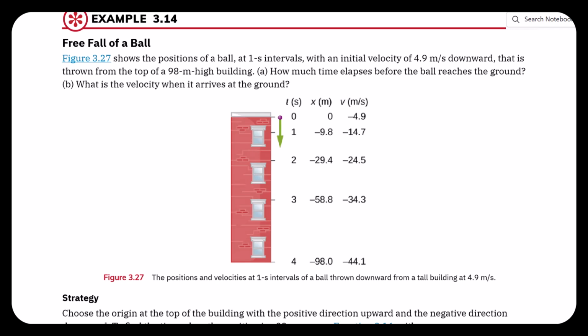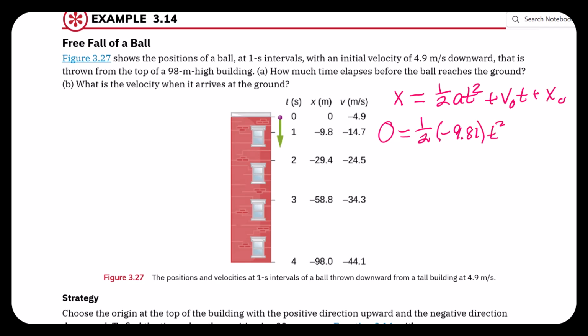We have a height, and so we have 1/2 a t squared plus v naught t plus x naught. We know that the final height is 0. The acceleration is downward, negative 9.81. See how I didn't have to have a special equation for this? It's the same equation as before. And then my initial velocity is 4.9 downward.